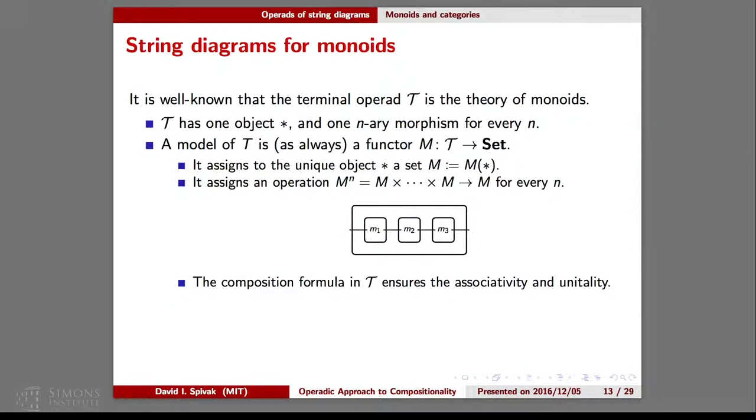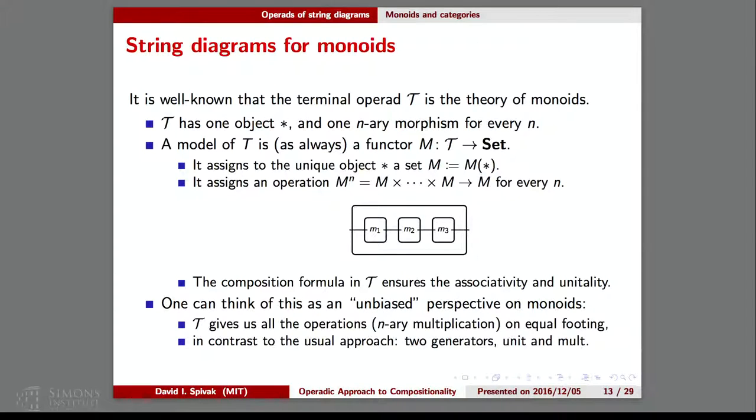And so a model of T, whenever I say a model of an operad or an algebra, I mean a functor to Set, at least today. So it assigns to the unique object of the operad a set, which is your set of elements of your monoid. And it assigns to the unique n-ary operation a single function from M times M times M to M. And the composition formula of T ensures the associativity and unitality of your monoid.